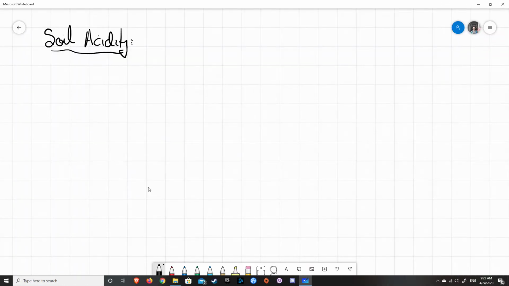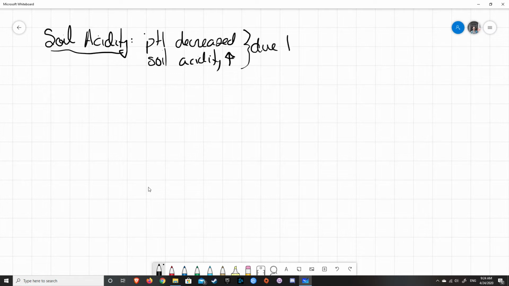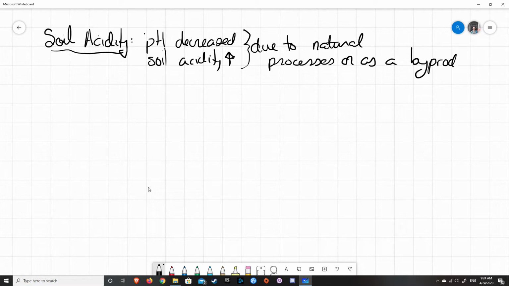So basically, what this unit needs to talk about is that soil acidity is increased, so we'll say pH is decreased, and this is due to natural processes or as a byproduct of human activities.